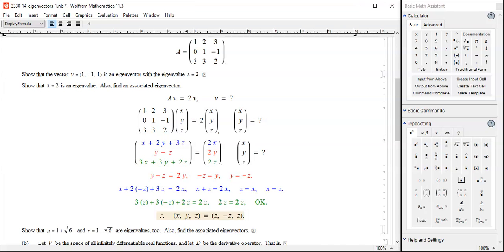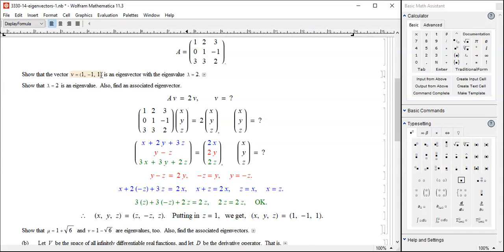As long as this is non-zero, it's okay. But I can make it simpler. What's the simplest non-zero number here? Putting in z equals 1, we get x, y, z is equal to 1 comma, negative 1 comma 1. And that's precisely what we wanted all along, isn't it?